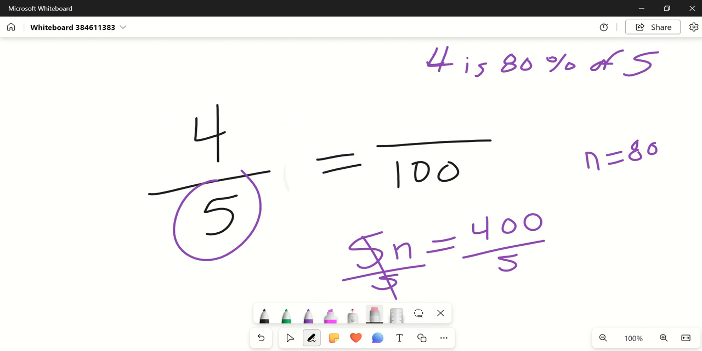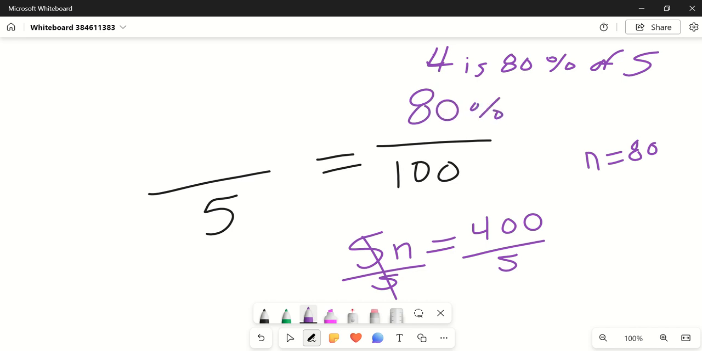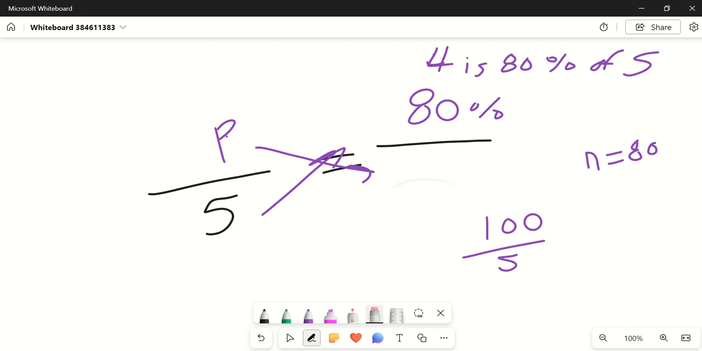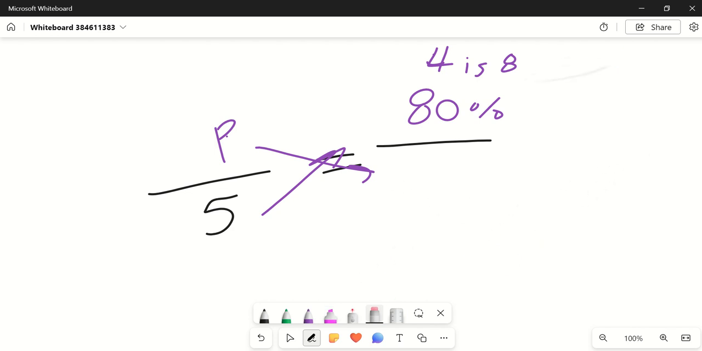Any other values that are missing, if we're asking what is 80% of 5, we'd use p, and then again 5 times 80, 100p, which we'd get 4 when we solve it. And the same thing can happen for the whole if we have that missing.